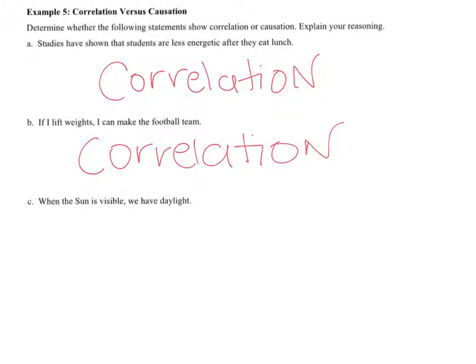And then in example C, it says when the sun is visible, we have daylight. So again, we're thinking about, is there another alternative? In this case, there's not going to be another alternative, and so this one is actually going to be causation.